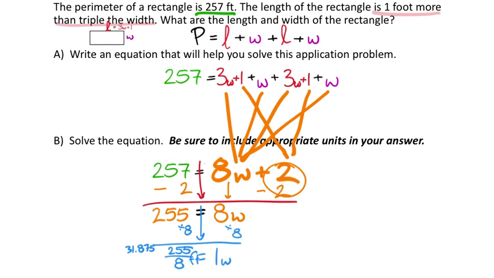Now that's just the width. It says what are the length and width of the rectangle at the very top there. So we know we need the length as well. We remember that the length is 3 times the width plus 1. Well, we just found that the width is 255/8, so I'm going to replace the width with 255/8. Now again, at this point, just solving for our length, some students get pretty intimidated by that fraction. It is a pretty ugly fraction.